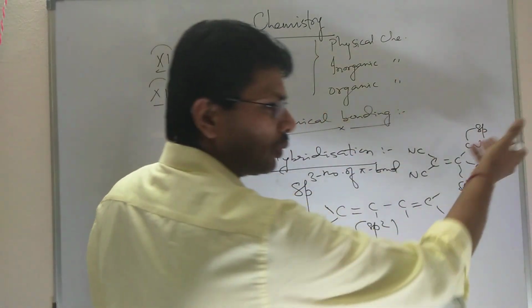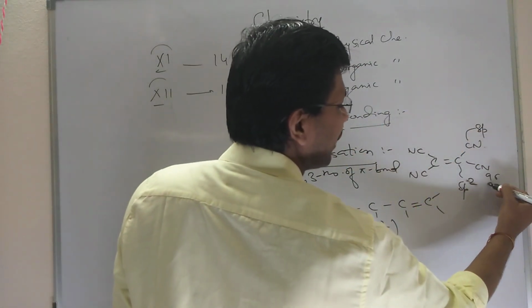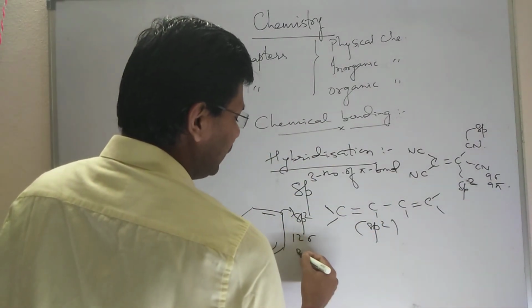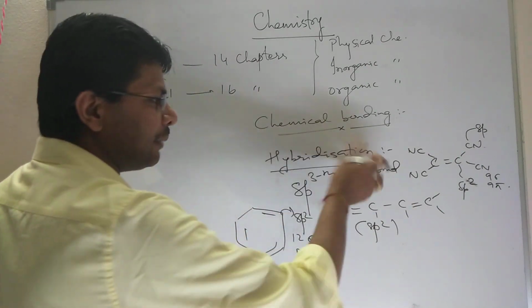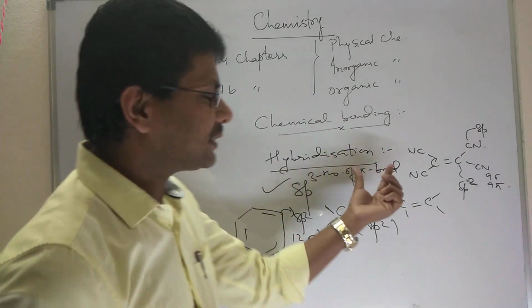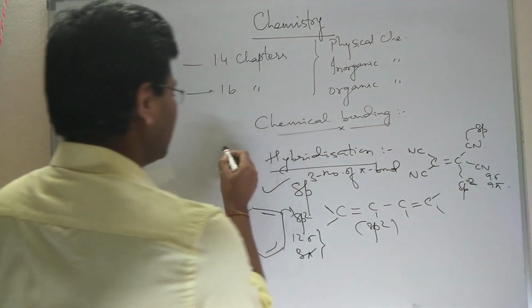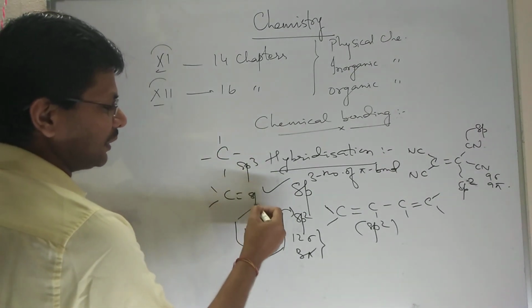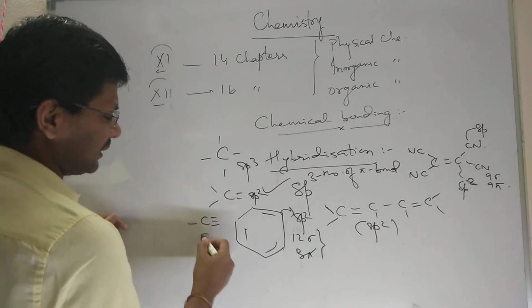And here, if you want to count the number of sigma and pi bonds, it is 9 sigma and 9 pi. If you want to count the number of sigma and pi bonds in benzene, it is 12 sigma and 3 pi. So hybridization in organic is very easy, sp3 minus the number of pi bonds. If you see only carbon-carbon single bonds, then it is sp3. If you see one double bond, then it is sp2. If you see one triple bond, then it is sp.